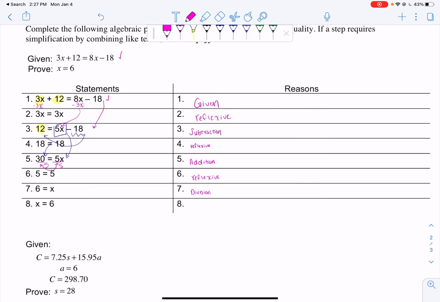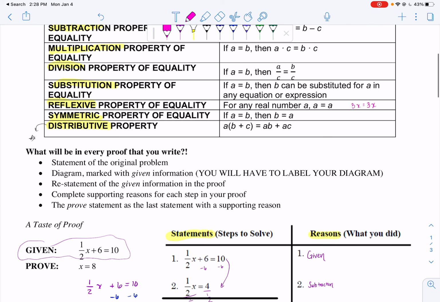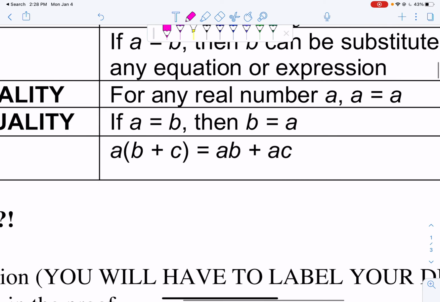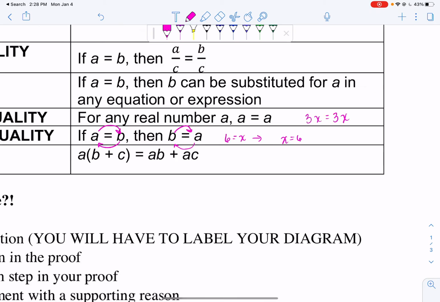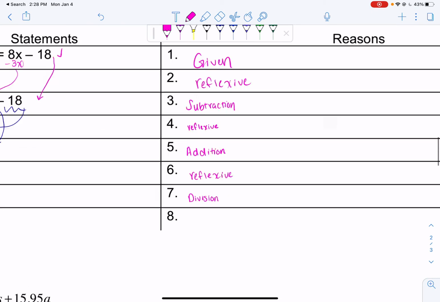But here's the issue. We know 6 equals x and x equals 6 are the exact same thing. But I wanted to prove x equals 6. So I actually need to make sure that my final statement matches up with that x equals 6. I can't have 6 equals x as my final statement. I would actually take off a point. So the way we do that is we use the symmetric property, where you basically just are able to flip it around. And if you look, if a equals b, then b equals a. That's the exact same thing as saying 6 equals x, becoming x equals 6. So my reason for number 8 would be symmetric.